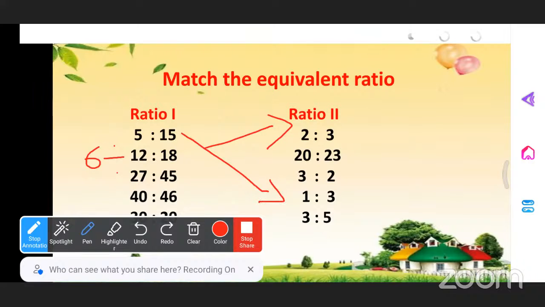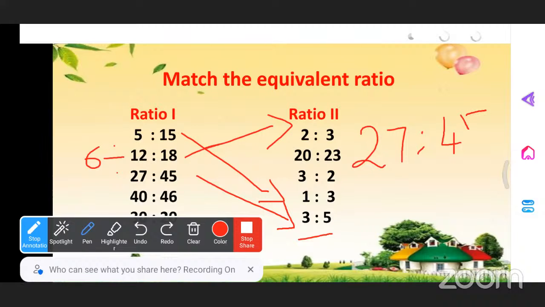Next, you can find 21 is to 45. Ma'am, it is 3:5. Ma'am, it is 3:2. Okay, who said 3 is to 5, Kana? Yes, ma'am, 3:5. Okay, Kana, that is a correct answer. 3 is to 5. You can divide 27 is to 45 in 3 tables.